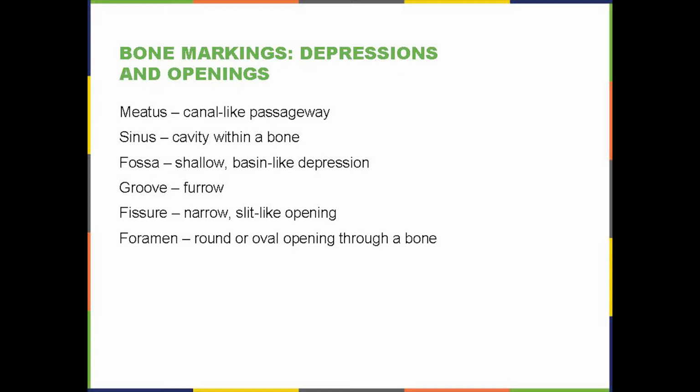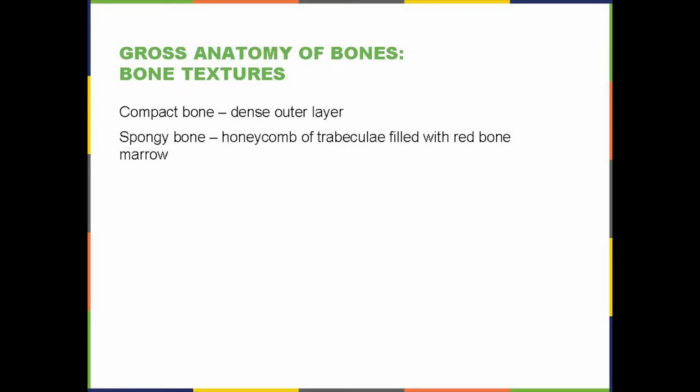So we'll go through these in lab, okay? And we'll talk about most of these as we go through the bones. So let's talk more about the anatomy of the bones. We have two types of bone. We have compact bone and spongy bone.